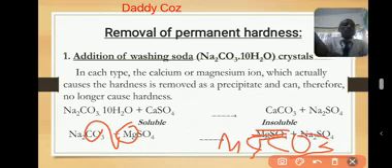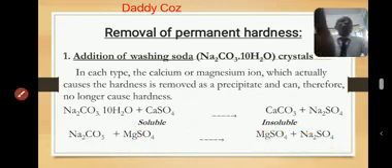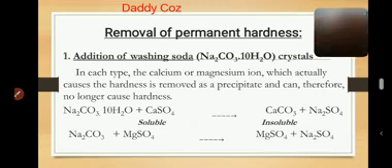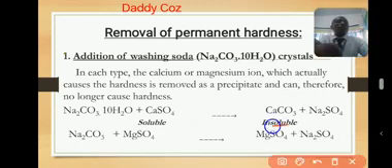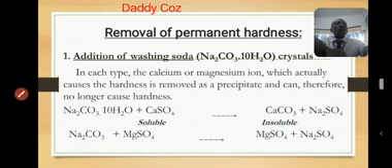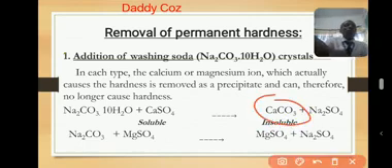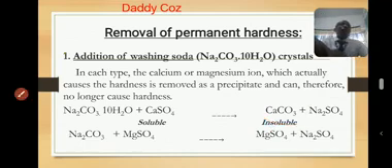MgCO3, not MgSO4. So that's what will happen. That MgCO3 also is an insoluble salt. Make sure that you correct this. It's MgCO3, not MgSO4. So once you form an insoluble compound with calcium, then you have to remove the calcium ion in form of a precipitate.